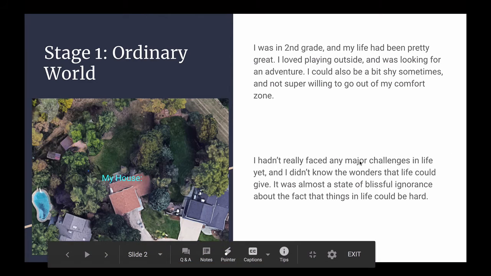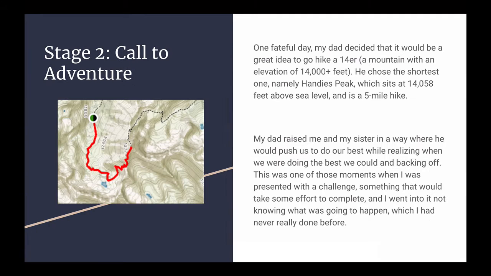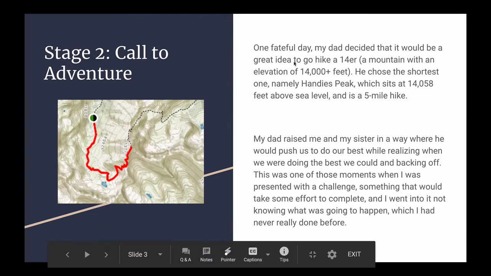So he's saying he had not faced major challenges. So my guess is his journey is going to involve a challenge and this idea that life can be hard. So my guess is that somewhere along the line, he's going to talk about how his life got hard. His call to adventure is basically his dad telling him and his sister, hey, we're going to climb a 14er. And that is what happened. So up here, that's what that talks about.